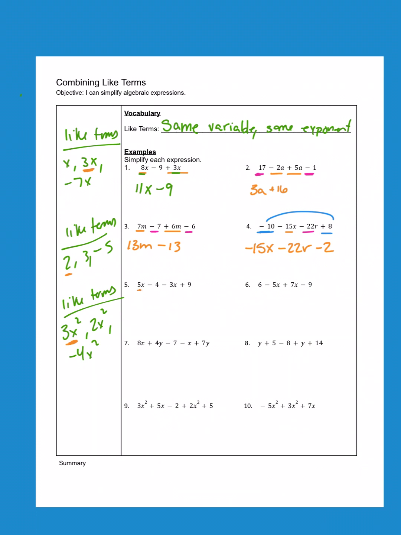Number 5, we have a 5x and a negative 3x. That makes 2x. Then we've got a negative 4 and a positive 9, and that makes a positive 5. Number 6, we've got a negative 5x and a positive 7x. That makes a positive 2x, watching your integer rules. We also have a 6 and a negative 9. Again, watch those integer rules. 6 and negative 9 make negative 3.